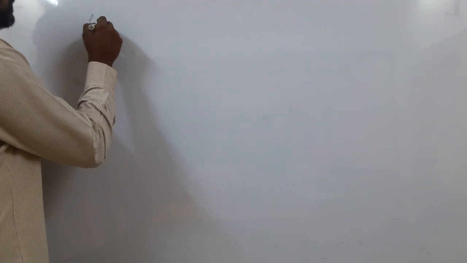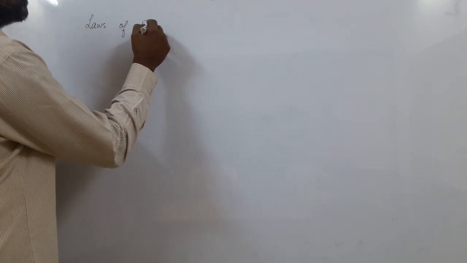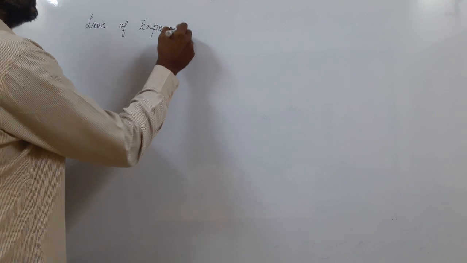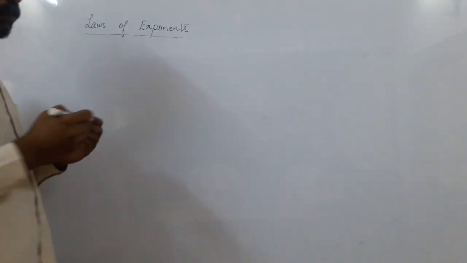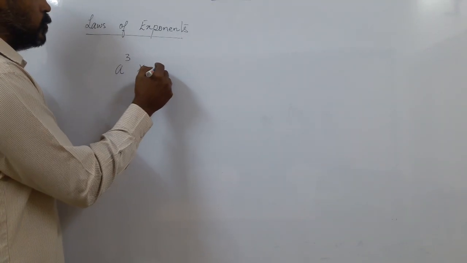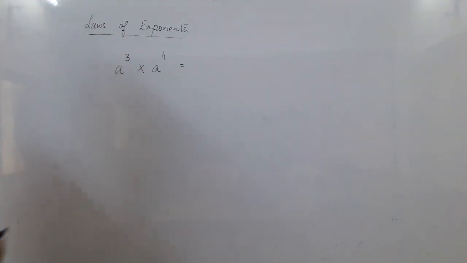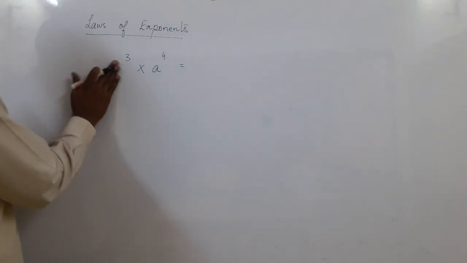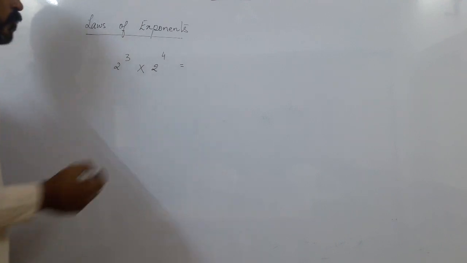Now, we'll move to the laws of exponents, which you have already done before, but we have to extend this to the real numbers. So which are the laws of exponents that you have done? Then you will see that the laws of exponents which you have done include, for example, a cube into a raised to 4. I'll put a number here, make it easier. Let us say 2 cube into 2 raised to 4.